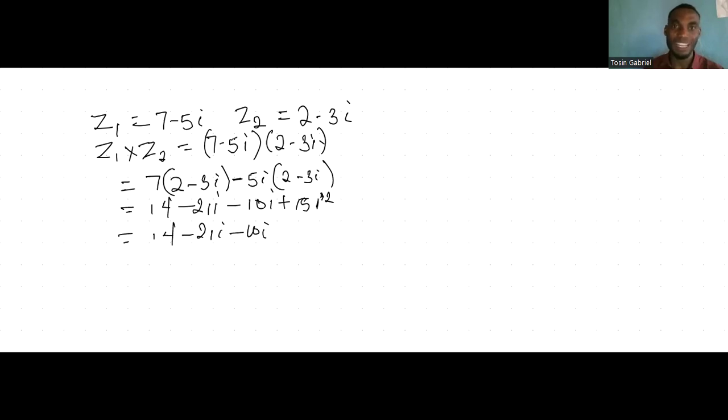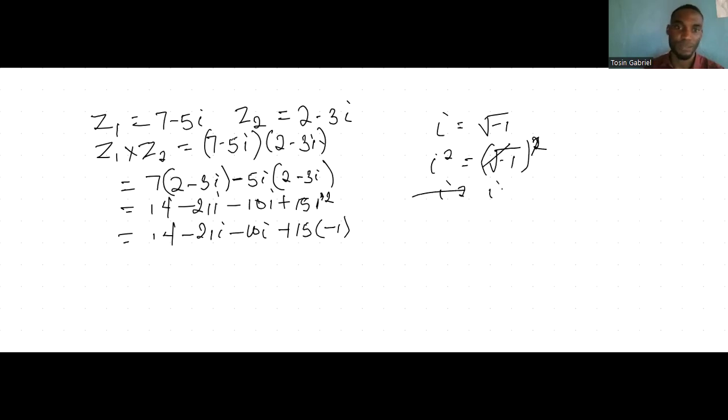Now, don't forget that i squared is minus 1. I'm going to show you how i squared is minus 1. Look at this. When we have that i is equal to the square root of minus 1, right? Now, squaring both sides, you are going to have i squared is equal to the square of the square root of minus 1, which means that i squared is equal to minus 1. So that's how we have this minus 1.